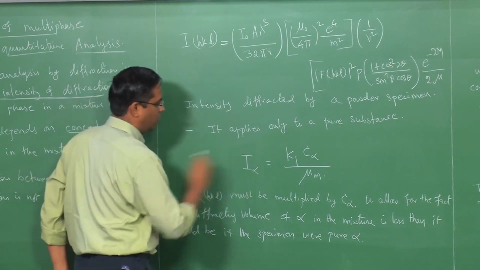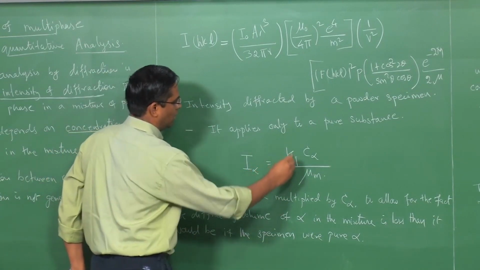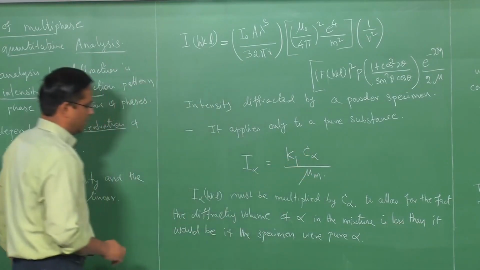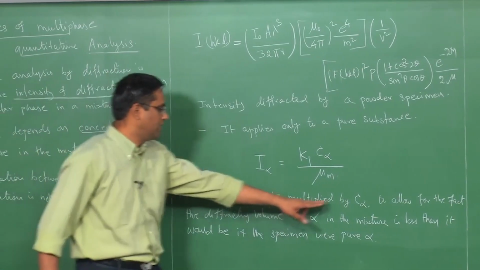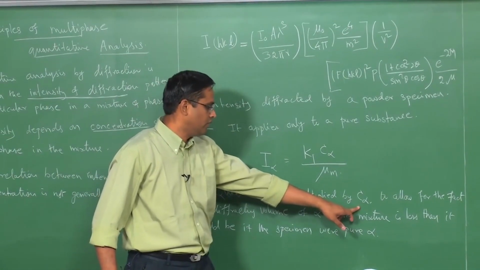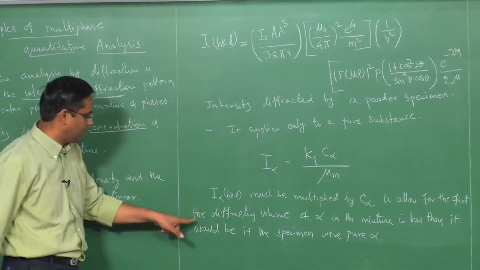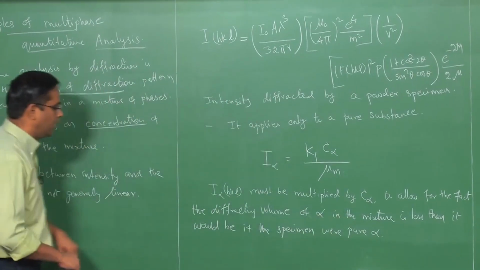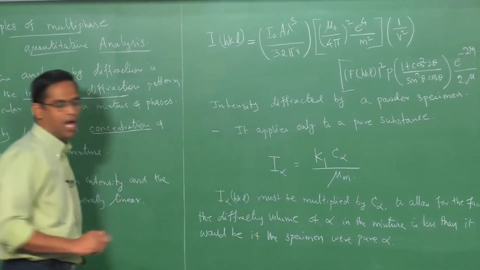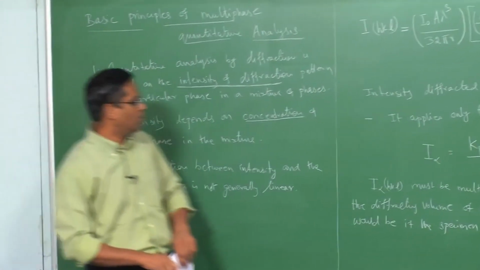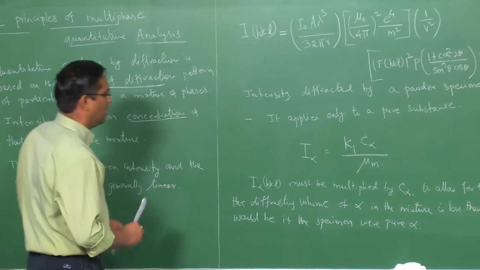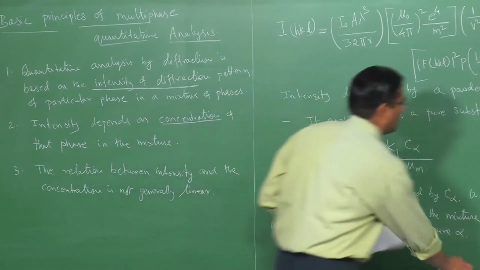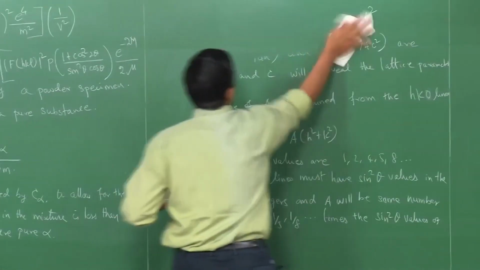For example, intensity alpha is equal to K1 multiplied by C alpha by mu m. The intensity must be multiplied by C alpha, that is the volume fraction of the phase of interest, to allow for the fact that the diffracting volume of alpha in the mixture is less than it would be if the specimen were pure alpha. So, in order to take care of that, you have to multiply that expression by C alpha, and then we have to calculate this. So, now let us write what is the meaning of this expression.